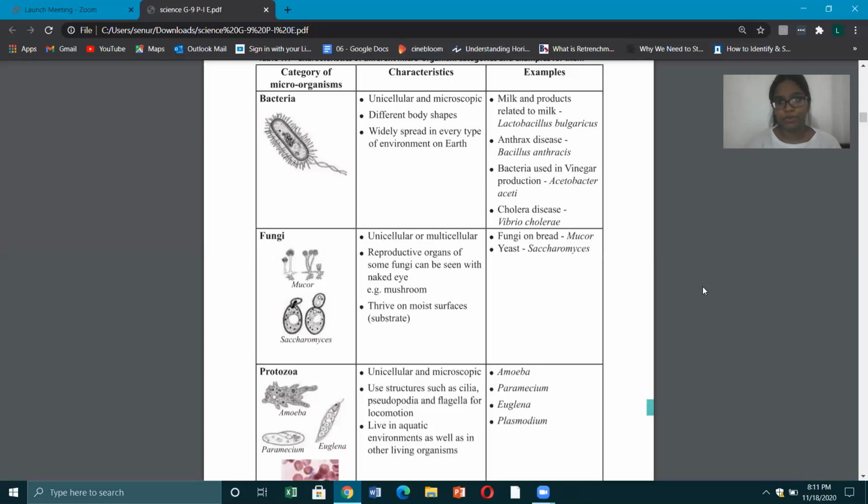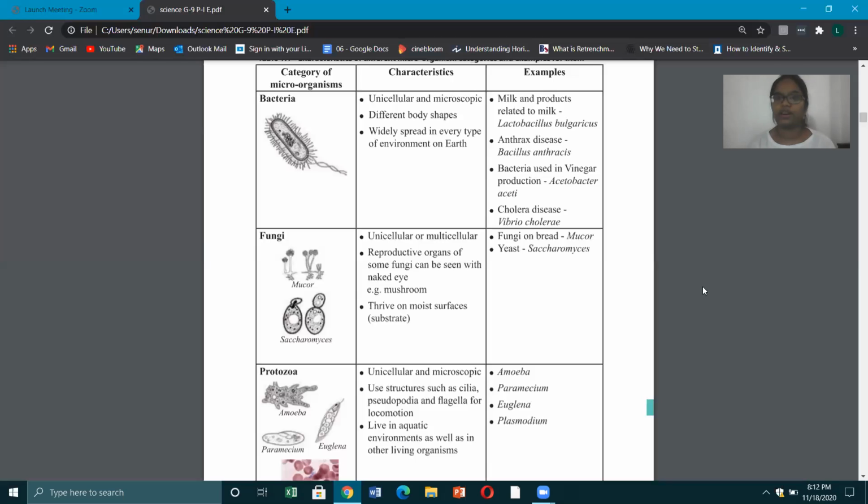Y'all can see mushroom, right? So that is one good example to prove this point, where the reproductive organs can be seen with the naked eye. Naked eye is just with your eyes, without using any kind of microscope. And also they thrive on moist surfaces, which means most fungi have a substrate, children, the surface they are attached to. Most of the time they are moist surfaces, not dry but moist.